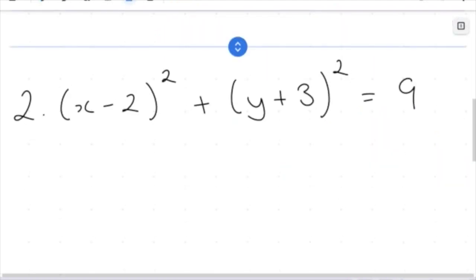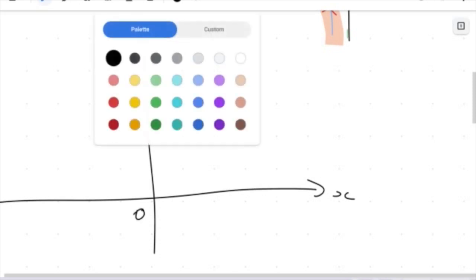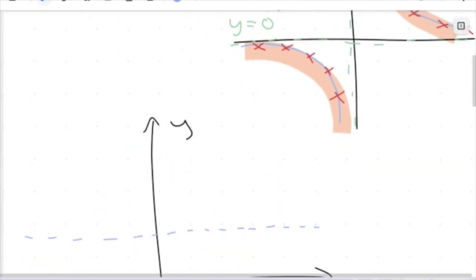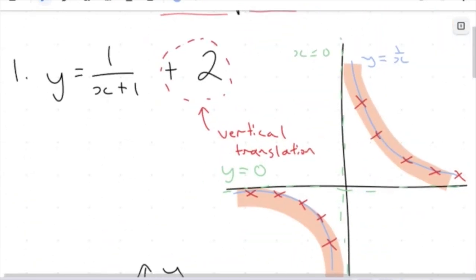Now I'm going to draw another image down here so that we can start mapping out all the different transformations we can see. So I have my grid here, and I'm going to first draw in my first transformation, which, starting with the asymptote, my asymptote from y equals 0 is going to get shifted up to this line of y equals 2 up here.